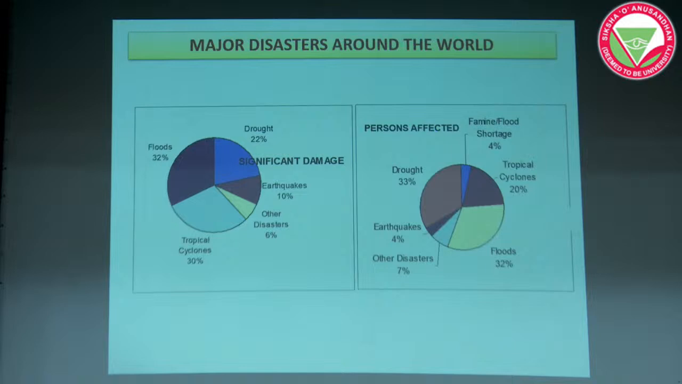If we see the distribution of these major disasters around the world, then flood contributes about 32%, drought about 22%, tropical cyclone about 30%. That means 84% of the major disasters, where significant damage is caused, are these 3 major disasters. If we see the persons affected, that also depicts the same thing: drought 33%, tropical cyclone 20%, and flood about 32%. Again, 85% of the people affected by natural disasters are from these 3.